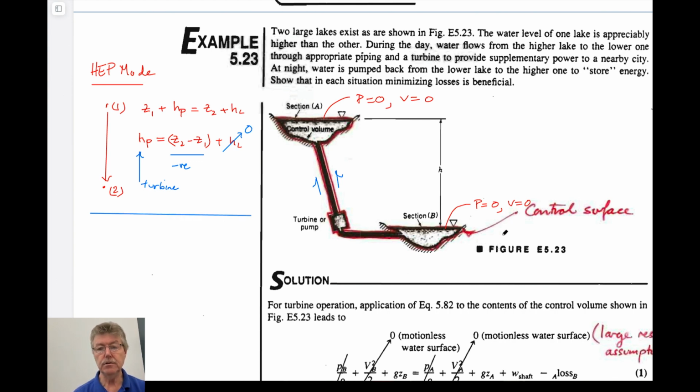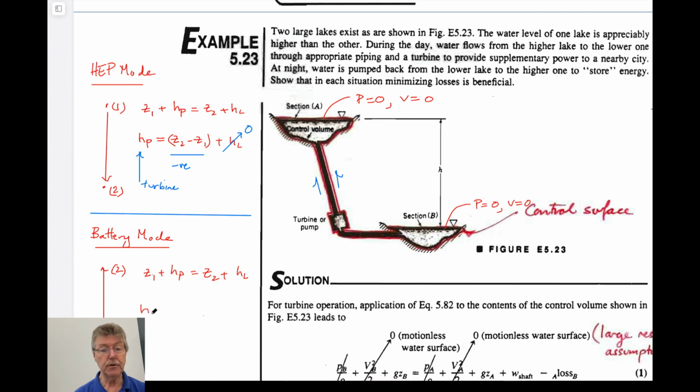So the other option is to use it in battery mode, I guess. And so that is a pump storage scheme. And all we need to do is switch it around. Just need to be mindful of our sign convention. It'll be the same equation up here. It's going to be Z1 plus HP equals Z2 plus HL.